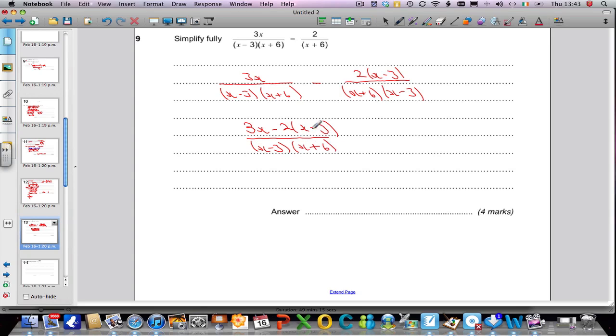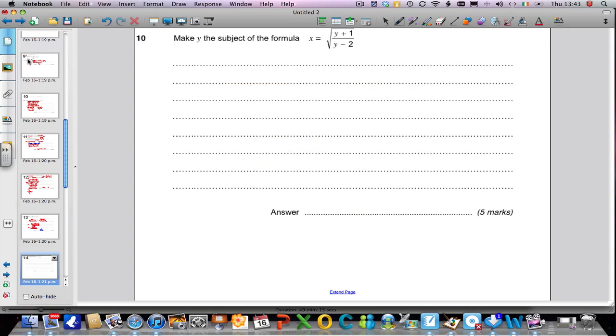Okay, expand out the brackets on the top. We get 3x minus 2x is going to give me x, and minus 2 times minus 3 is plus 6. So we've got x plus 6 all over x minus 3 times x plus 6, and lo and behold, the top cancels out with that, leaving me with 1 over x minus 3. Right, moving swiftly on. Question 10.